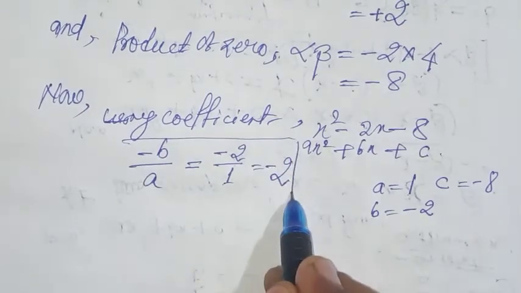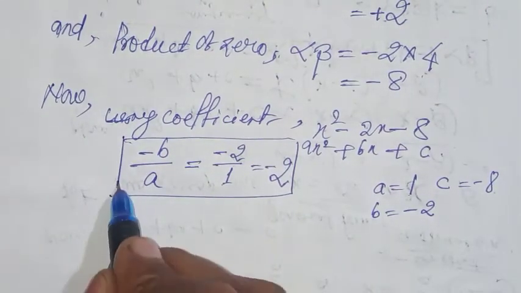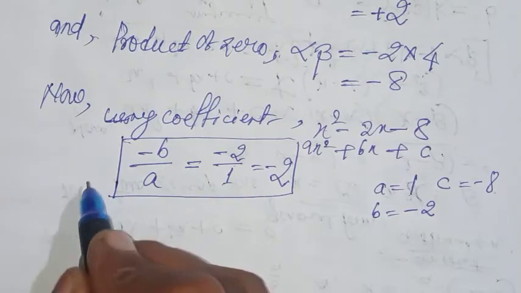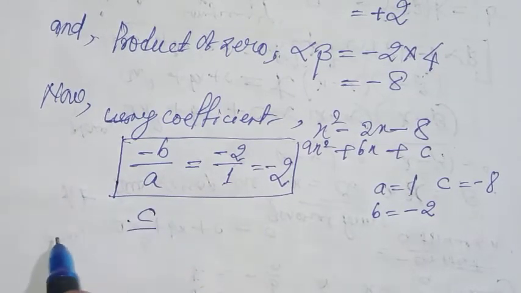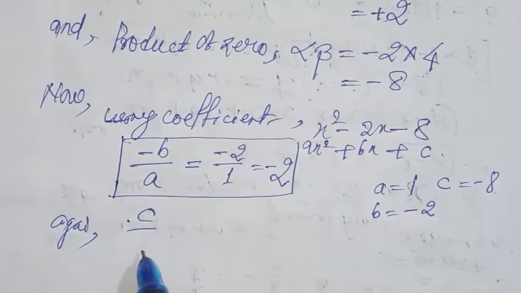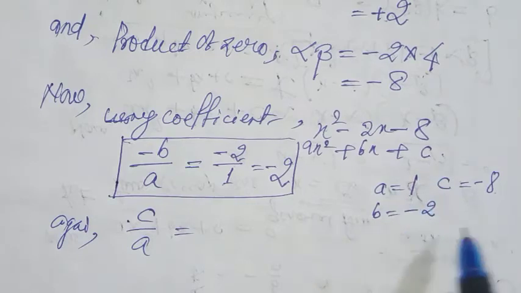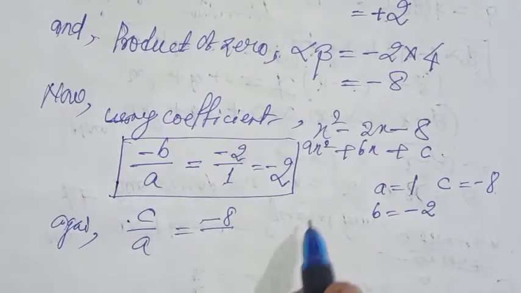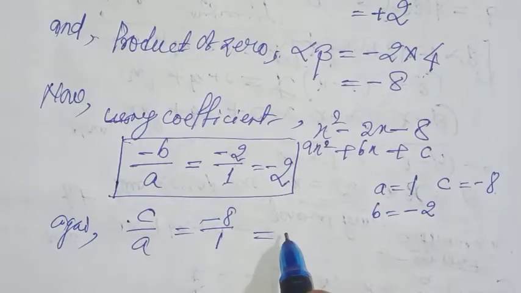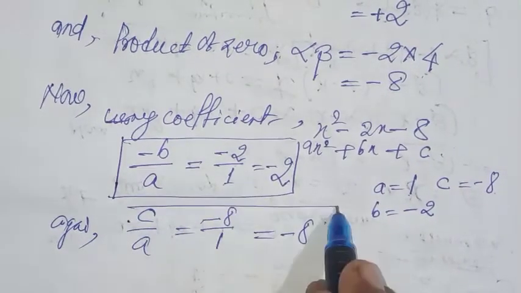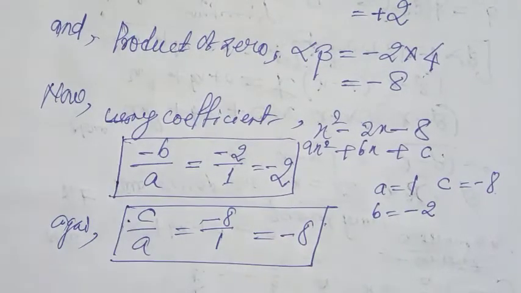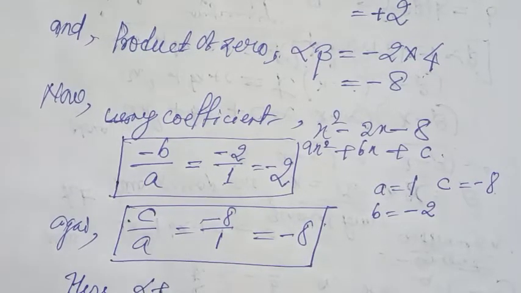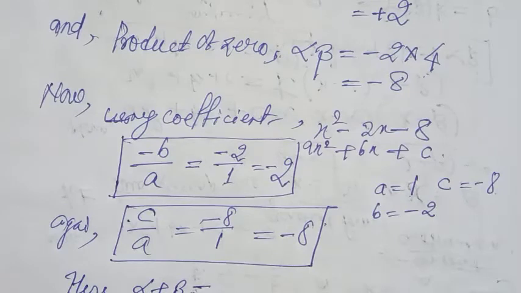So in this case you see one thing. The sum of zeros is over, and second, c by a equals what? What is the value of c? Minus 8. What is a? It is 1, so it equals minus 8. Here alpha plus beta equals minus 2.